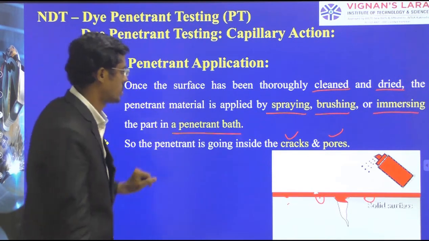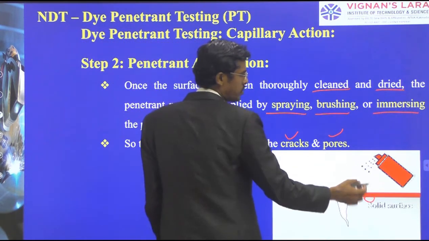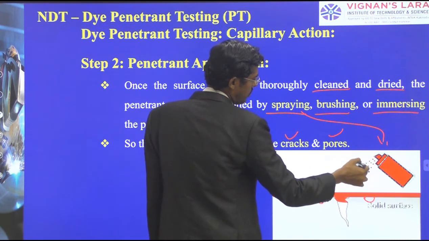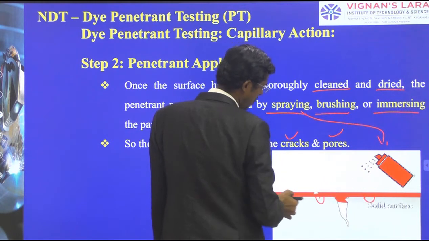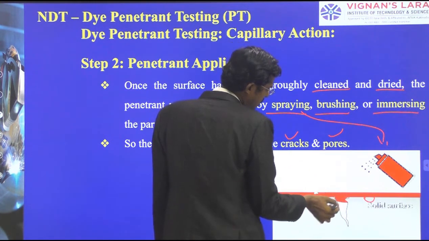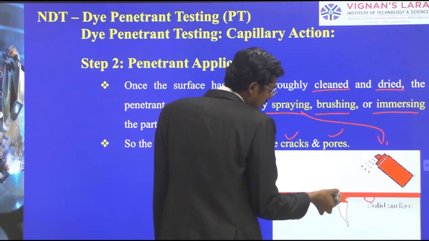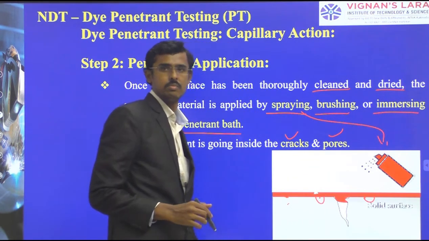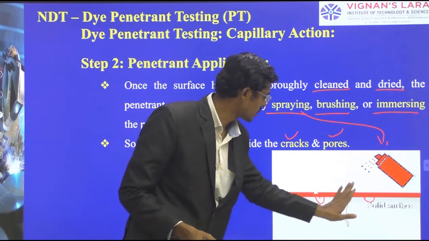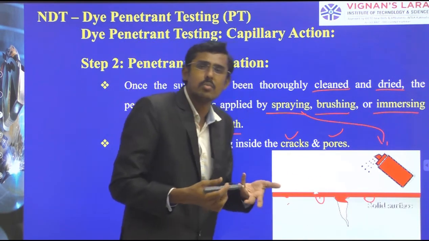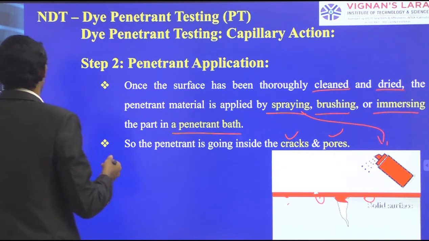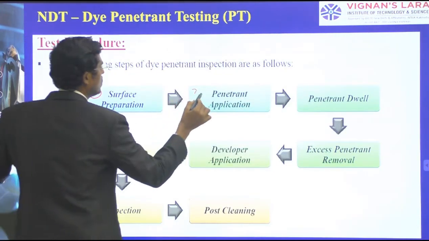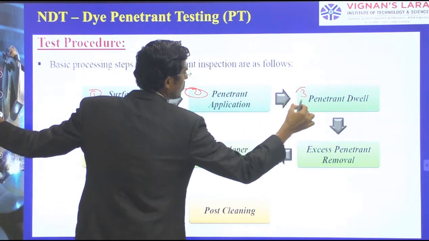Now this is step 2. In this image, you can see we are spraying. The spraying method is used there. This red colored liquid penetrant is falling over the surface, and somewhere on the surface we have a crack. The liquid penetrant is flowing into that crack also, and then we have to clean. The penetrant inside the crack may not come out. That is the idea. So we have completed 1 and 2, and now we are going to number 3.